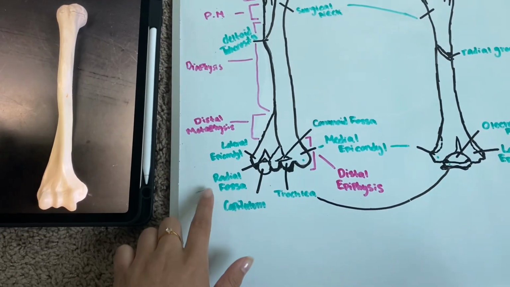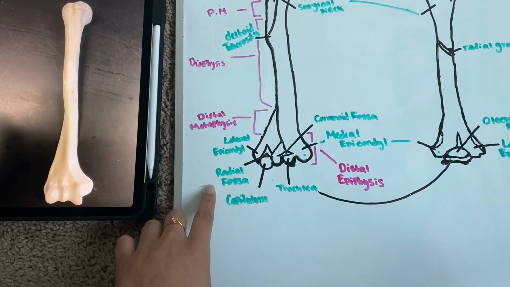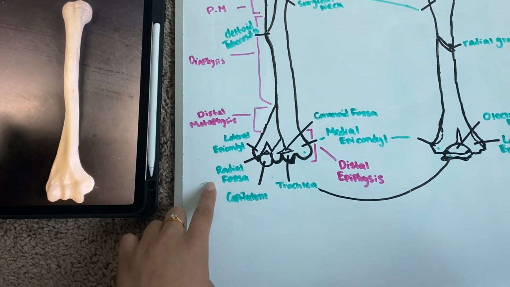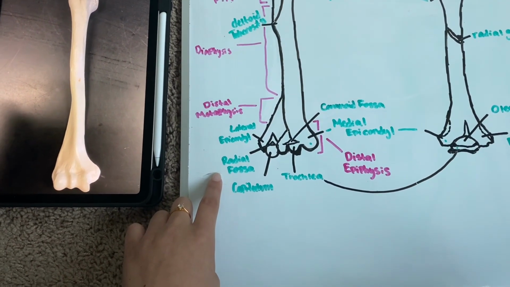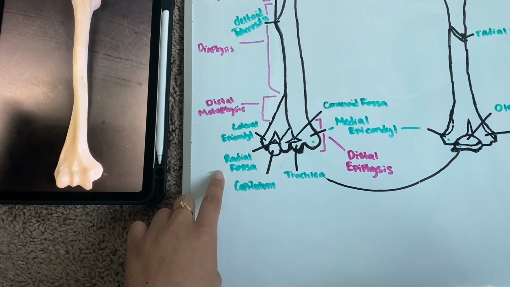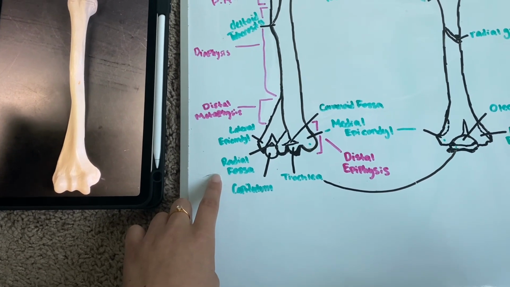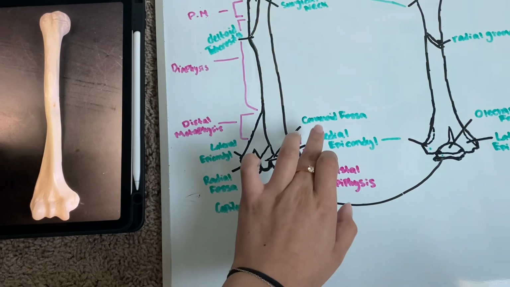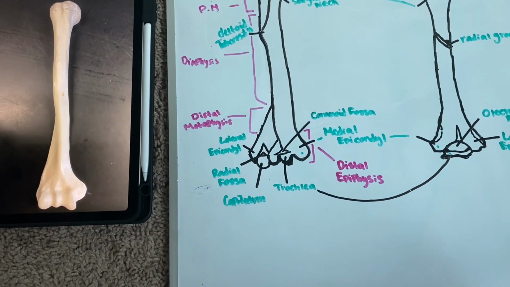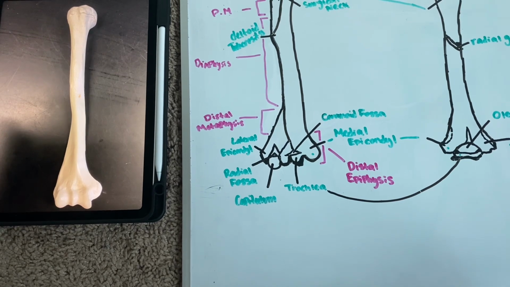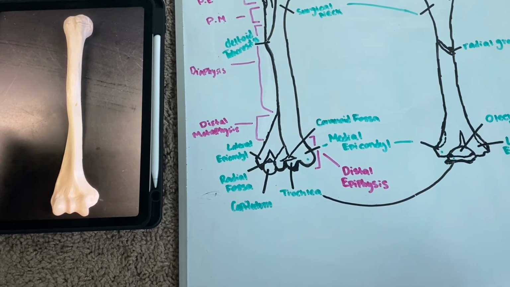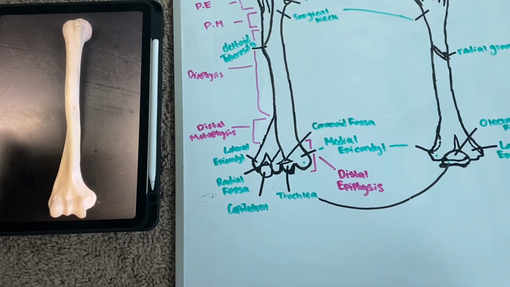Something to note about the radial fossa is that it receives the anterior border of the head of the radius when the forearm is flexed, and then it articulates with the head of the radius. And something to note with the coronoid fossa is that it allows the elbow joint to flex, and it joins with the coronoid process of the ulna.